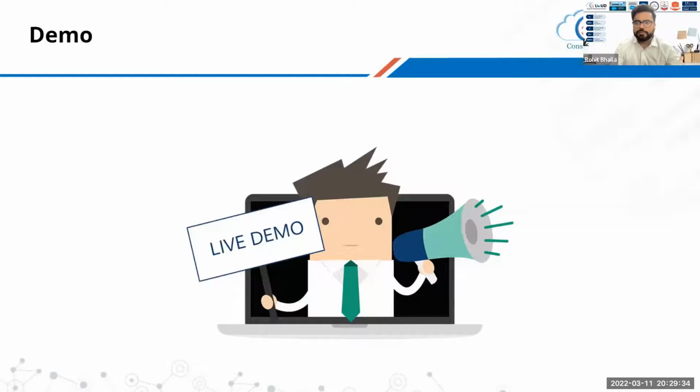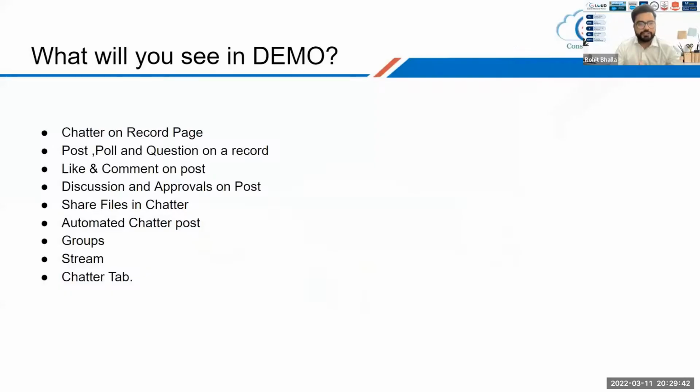Okay, now the best part, the demo. We will show you some of the use cases in action, how you can use Chatter, and we are capturing a couple of scenarios. So what will you see in the demo? You will see Chatter on the record page, post, poll, question on a record, like and comment on post, discussion and approvals on post, share files in Chatter, automated Chatter post, groups, stream, and Chatter tab.